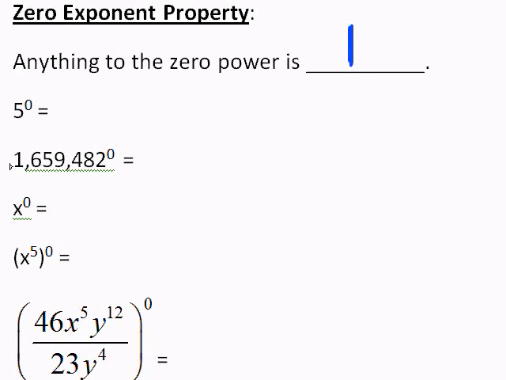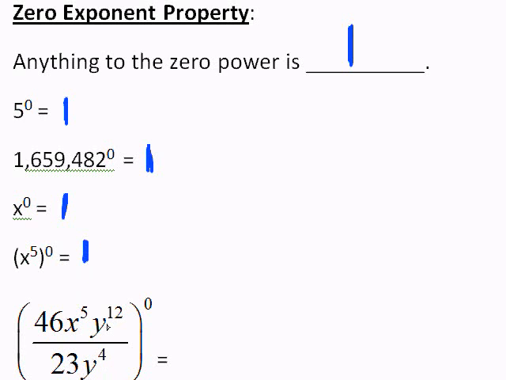Let's look at a few examples. 5 to the 0. Well, 5 is being raised to the 0 power, so that makes the whole expression equal to 1. What about this large number to the 0 power? Well, it is also 1. Okay, well, what about any number or a variable to the 0 power? It's also 1. Okay, what happens if you take a base of x to the 5th and raise that entire base, since it's inside the parentheses, to the 0 power? It is also 1.